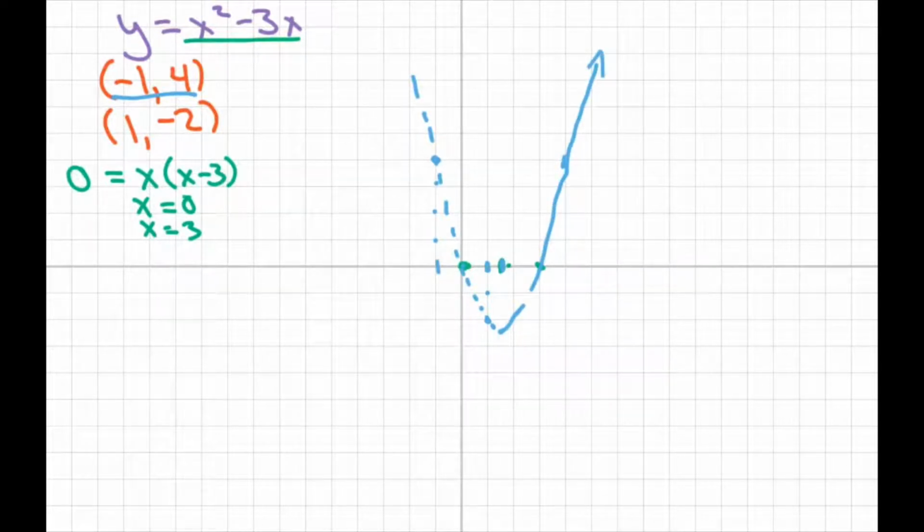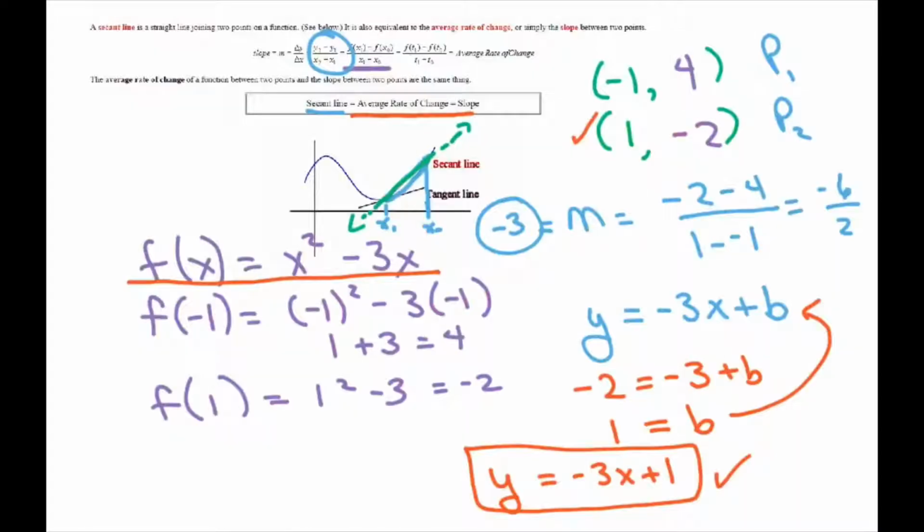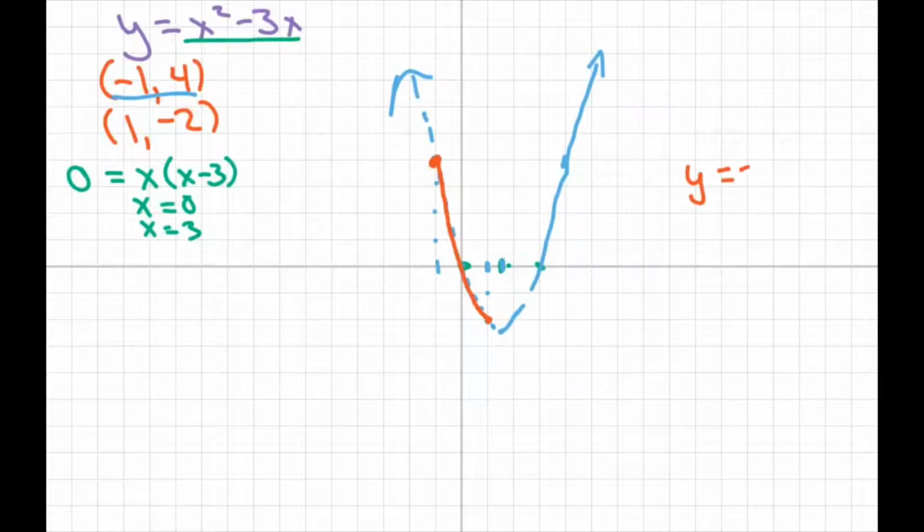Just sketching a graph here. Now, we went from -1, which was at 4, to 1, which is -2. So we want the secant line, or the average rate of change of that curve. Now, we already got what that was. So that was y equals -3x plus 1. So I know my y-intercept is 1.